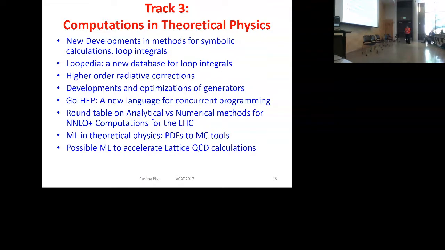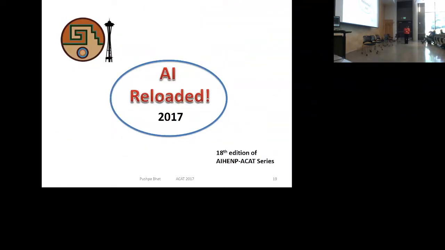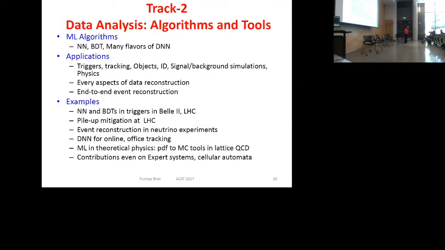There have been developments and optimizations of generators, improvements for improving the precision of calculations as well as making them quicker. New language, Go for concurrent programming, roundtable, which are analytical versus numerical methods. And again here, machine learning in theoretical physics, PDFs to MC tools, possible machine learning to accelerate lattice QCD calculations. So it's interesting to see, again, in track 3, in computations for theoretical physics, there are important advances in possible machine learning applications.